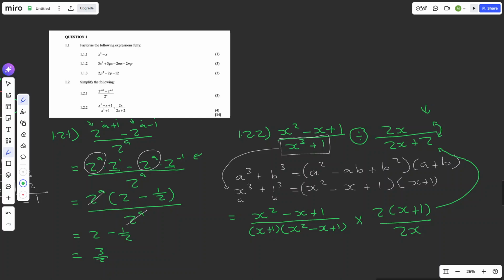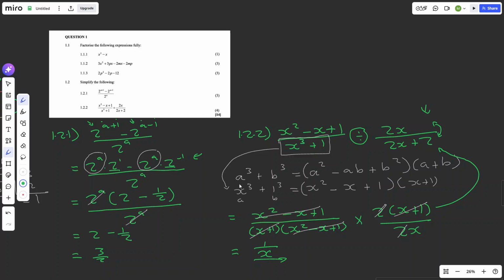So now what you'll notice here is that this 2 will cancel out with that. And this x plus 1 will cancel out with that. And this will cancel with that. So now this simplifies our expression. So at the end, what we'll end up with is 1 over x. And that is basically it.